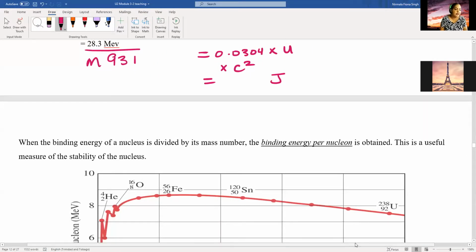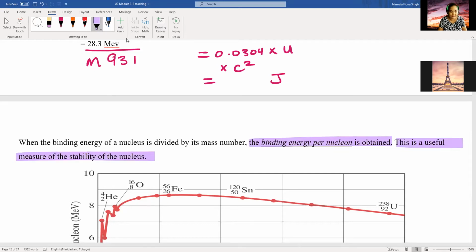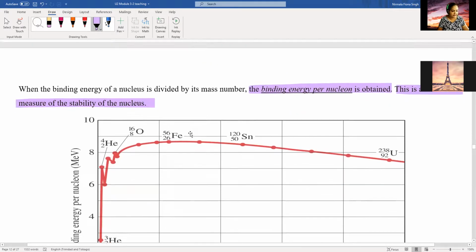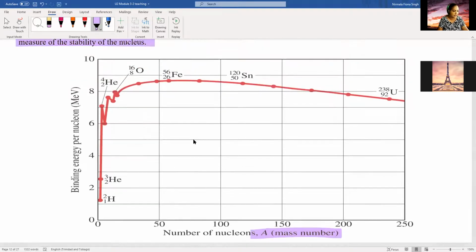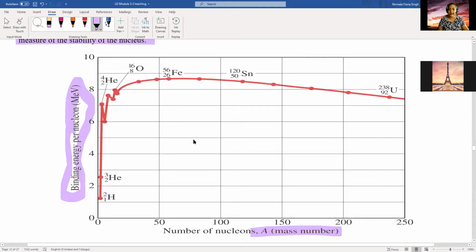When the binding energy of a nucleus is divided by its mass number, the binding energy per nucleon is obtained. So per nucleon, for each element, there is their own specific number allocated to them. This is a useful measure of the stability of the nucleus. Remember we said there was no way we could just look at an atom and determine how stable it is, but there's a way we can calculate how stable our atom is by looking at our binding energies per nucleon. So what we have here, if you look down, is a graph of the mass number of each element against the binding energy per nucleon in mega electron volts.